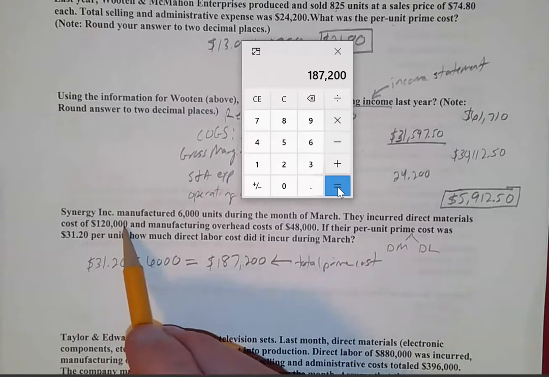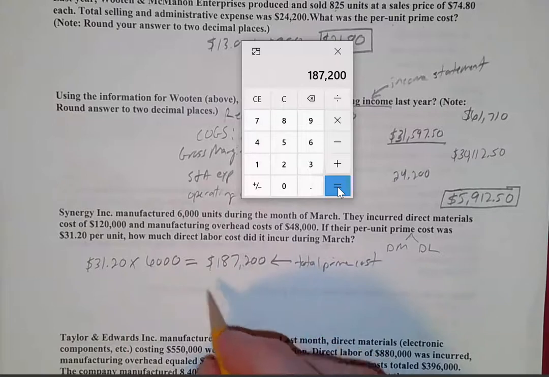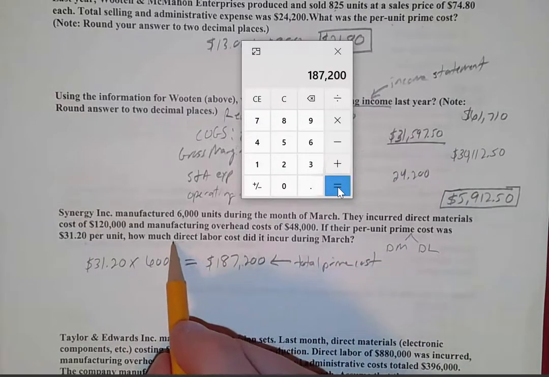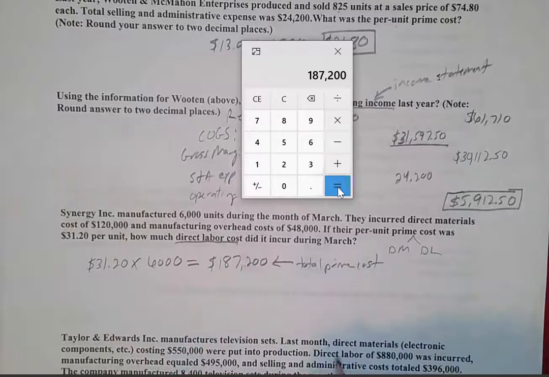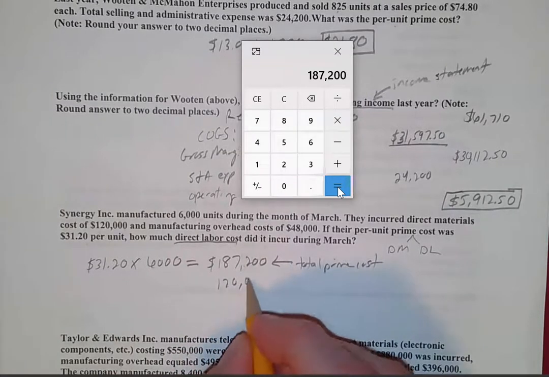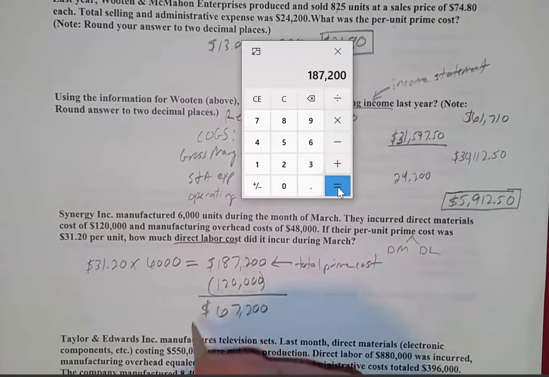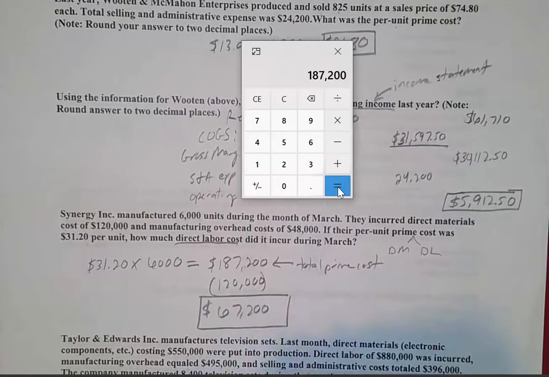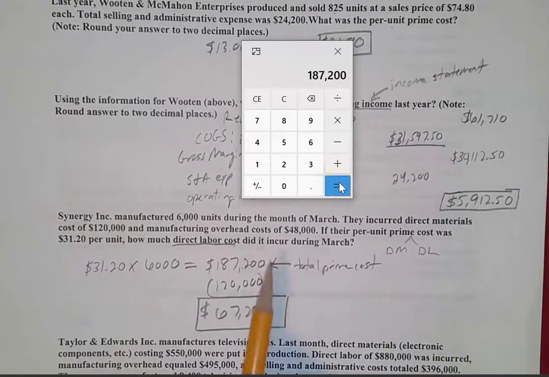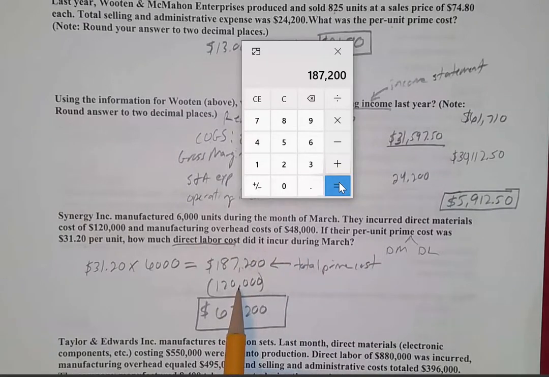Okay, that's total. But what I want you to understand is that embedded in this $187,200 is this $120,000. So they want to know direct labor cost for the month of March. To figure that out, we have to take out direct materials, which is a prime cost, and that's going to give us $67,200. Direct labor cost incurred: $120,000 in materials prime cost, $67,200 in direct labor prime cost.